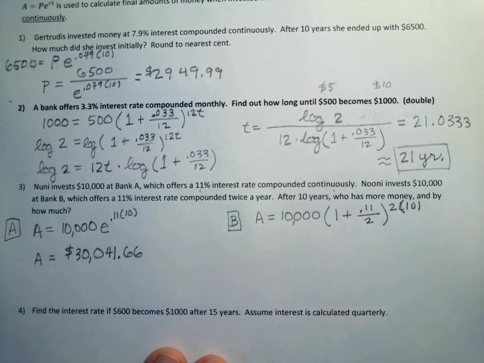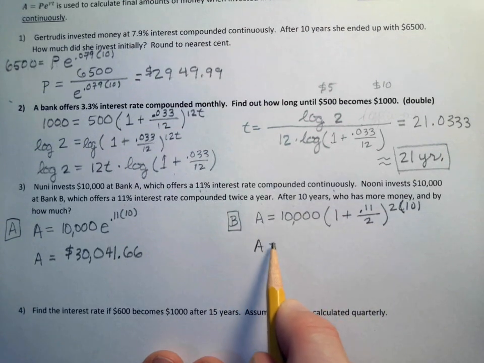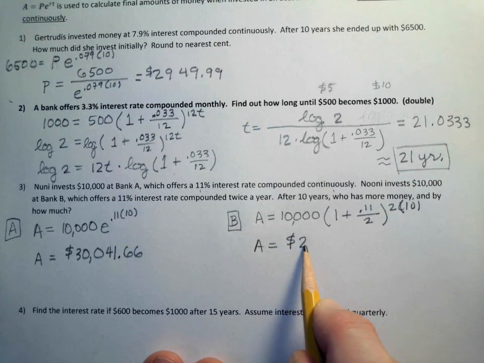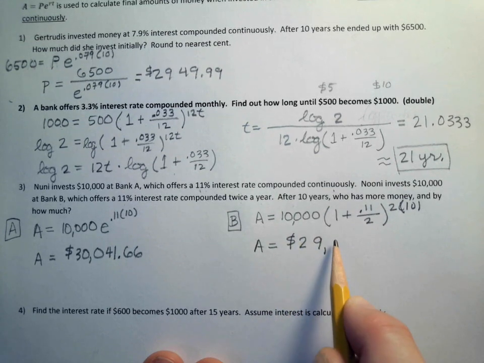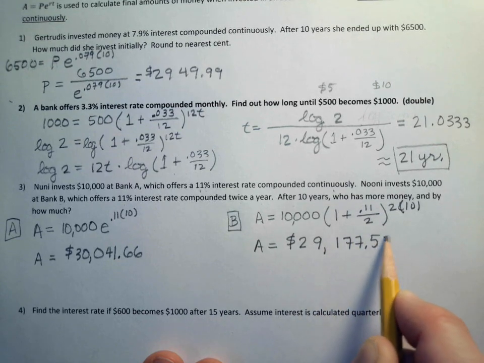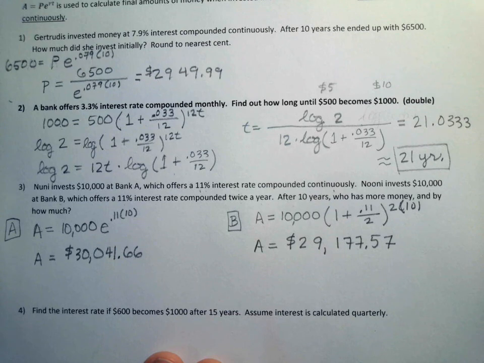All right, again, that's just calculator work. So plug that into your calculator. So I get $29,177.57, both to the nearest penny. And then the difference, we would just subtract those.